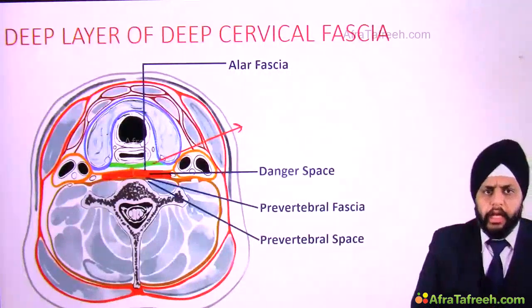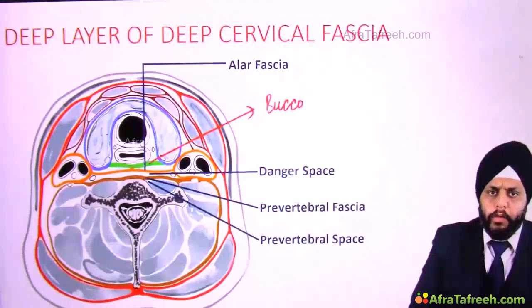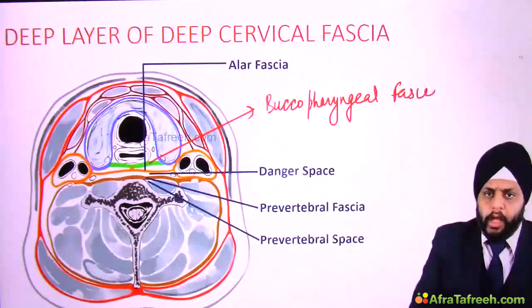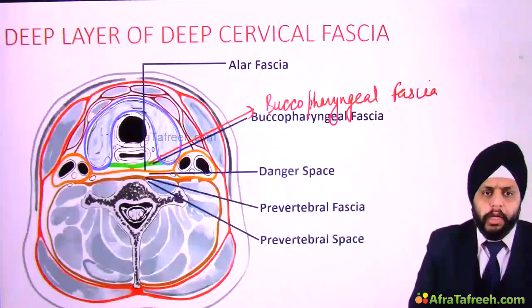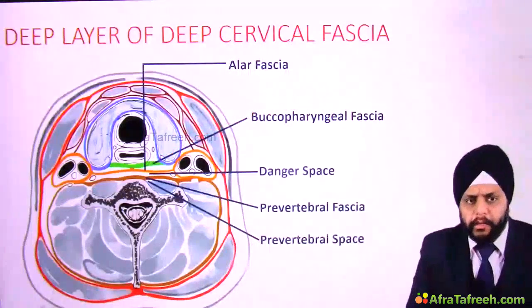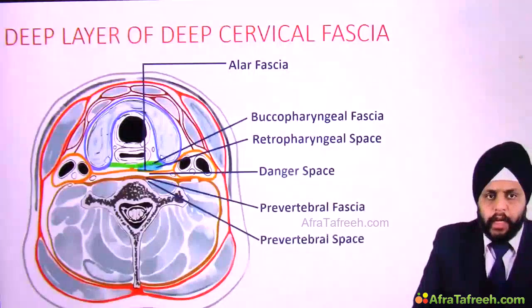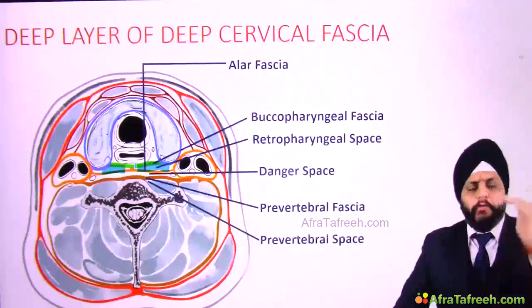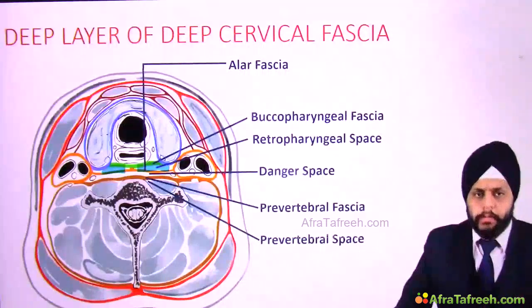Now let's look over here. We can see the buccopharyngeal fascia. Remember, I just highlighted this green layer, that is the buccopharyngeal fascia. Between the buccopharyngeal fascia and the alar fascia, we have a space that is known as the retropharyngeal space. I am highlighting this space over here. The retropharyngeal space extends from the skull base to the level of the T1, T2 vertebra.